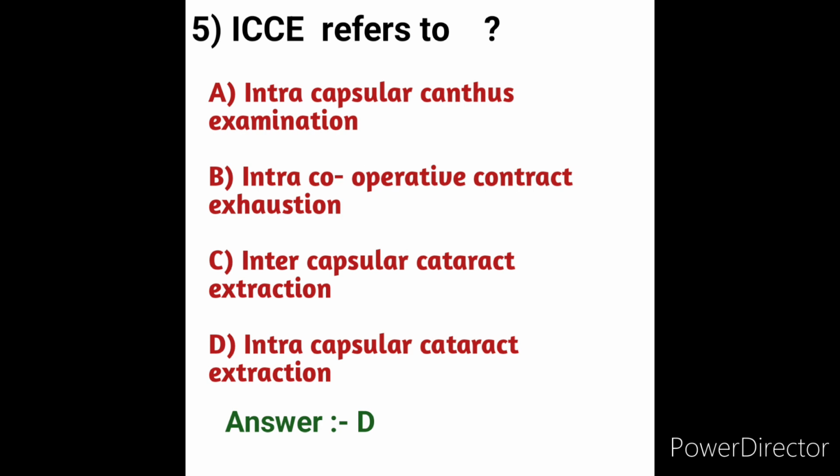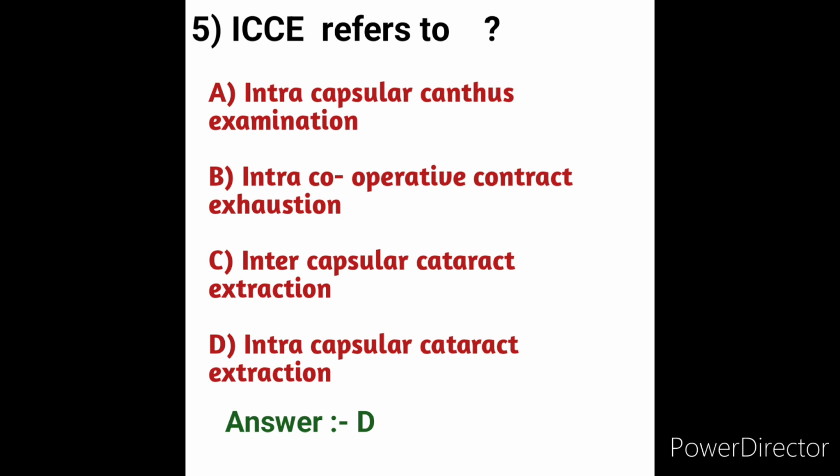The options are similar. We have to observe what is intra, what is inter. The difference between intra and inter is that both are different. So we have to observe the options first. Not only this question, for any question we have to observe. Intracapsular cataract extraction, option D, is the correct answer here.